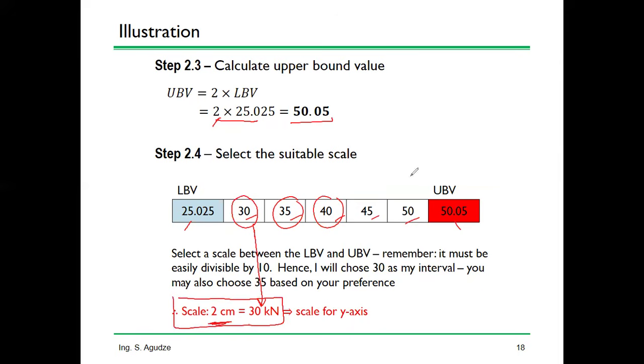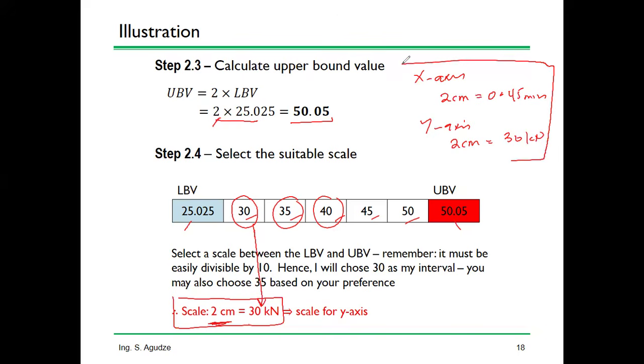So what did we do? The x-axis, we had 2 centimeters is equal to 0.45 mm. And then y-axis, 2 centimeters is equal to 30 kilonewtons. Very simple. In fact, all that we have done now, you can even do it without writing anything. You can just simply use your calculator to evaluate it. And within the next 2-3 minutes, you should be able to find your scale.